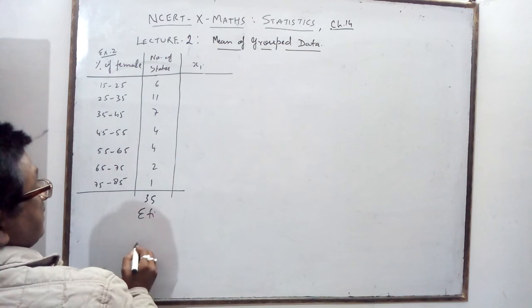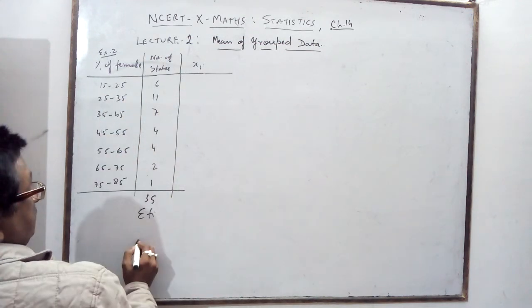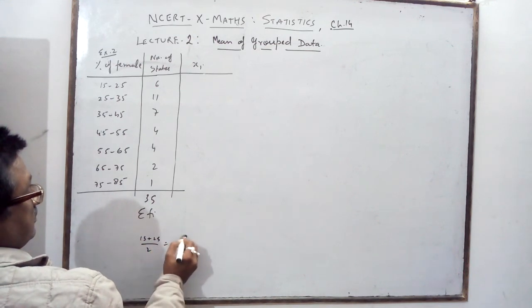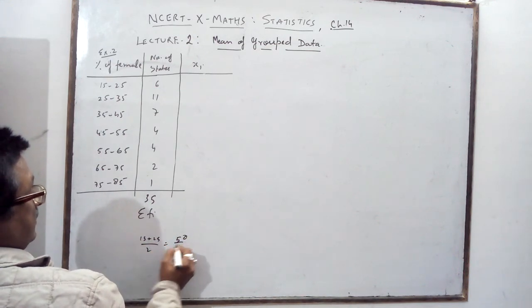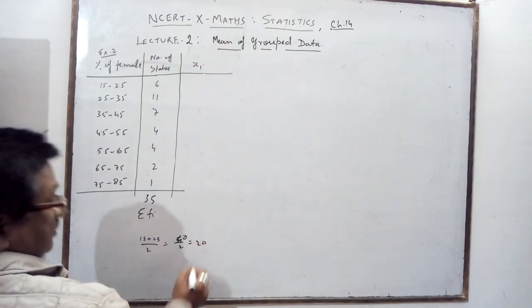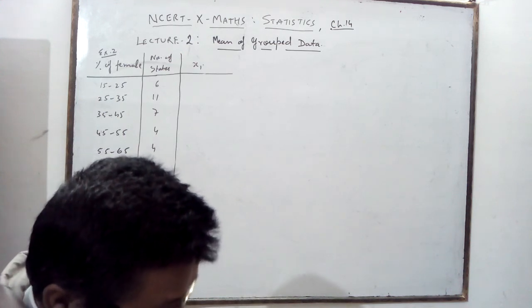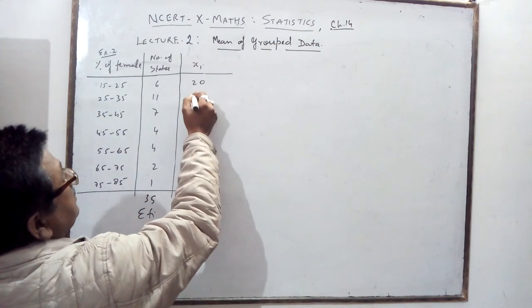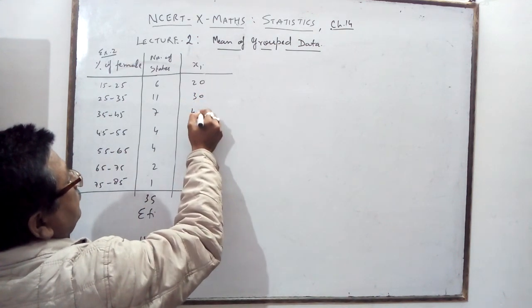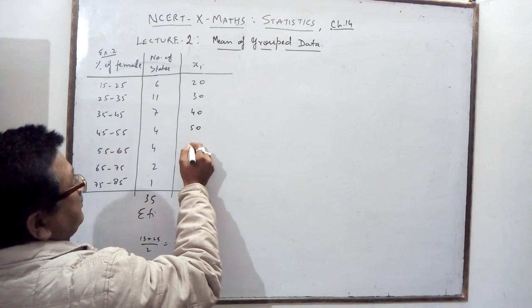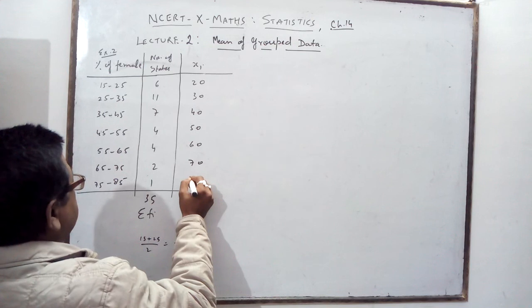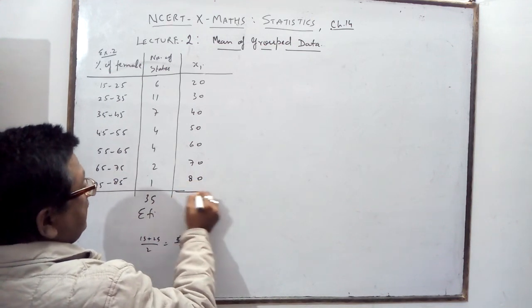What is xi? The class mark: 15 plus 25, by 2, is 40 by 2, which is 20. So xi is 20. What is the class size? 10. So 20 plus 10, 30; 30 plus 10, 40; 40 plus 10, 50; 50 plus 10, 60; 60 plus 10, 70; 70 plus 10, 80. These are the xi.